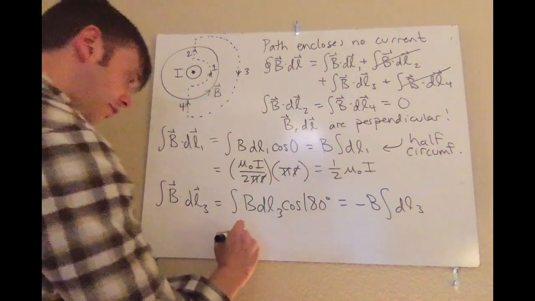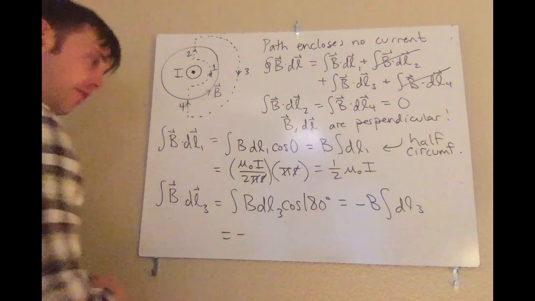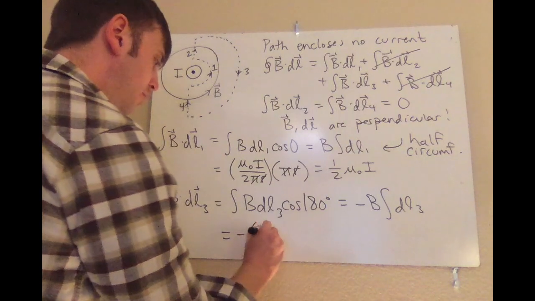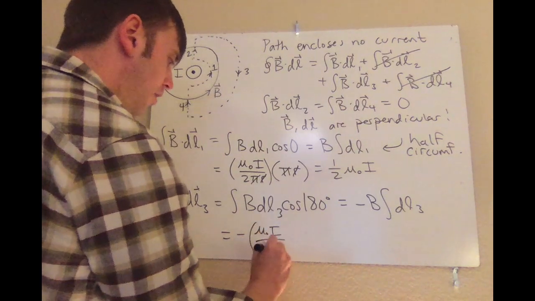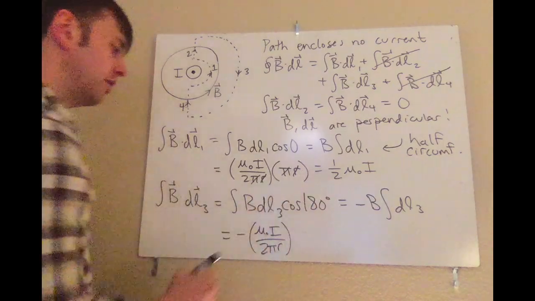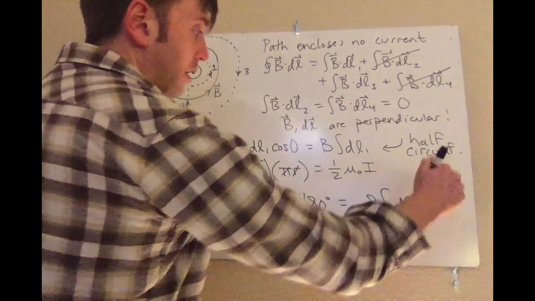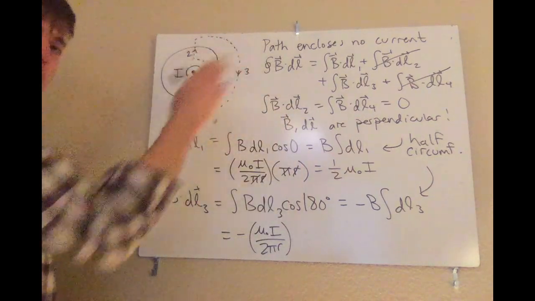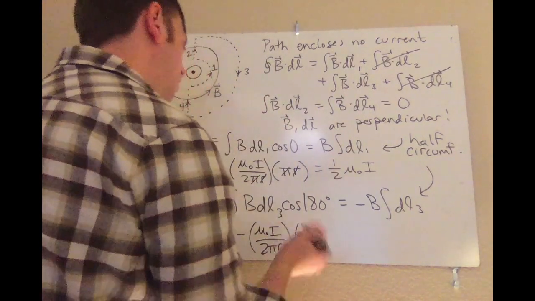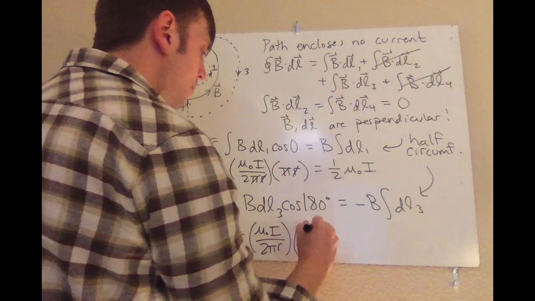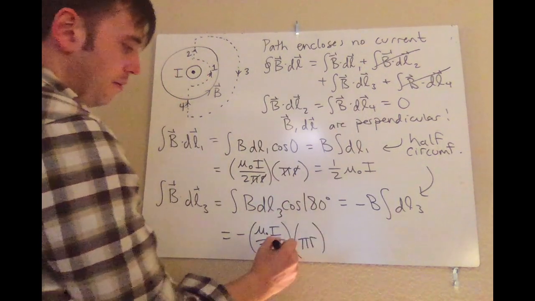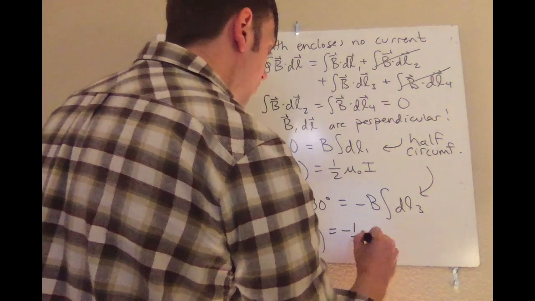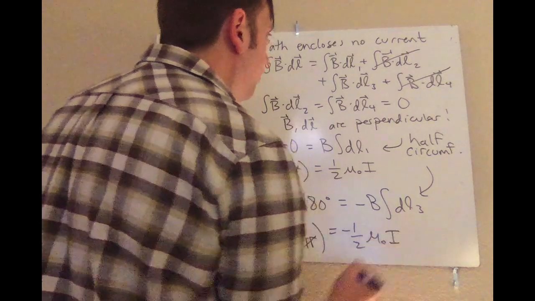This looks similar to what we had before, except we have a negative sign out front. So we have mu naught times I divided by 2 pi r, that's the strength of our magnetic field, with a negative sign out front. This is also a half circumference. The total length along path 3 is half a circumference, which is pi times r. So pi times r cancel out, and now I have minus 1/2 mu naught times I.